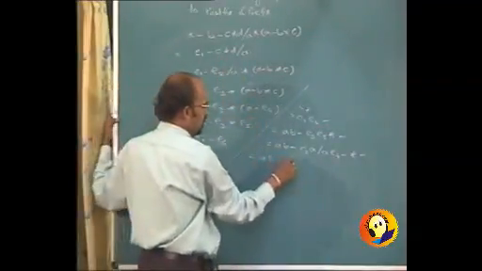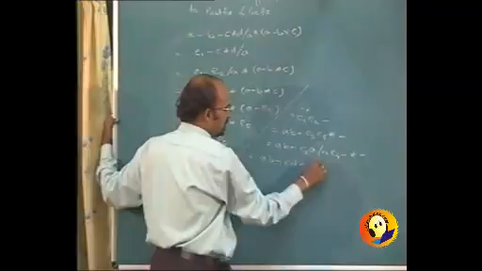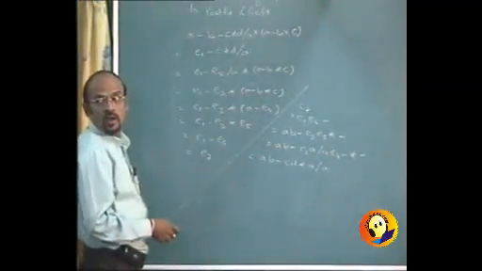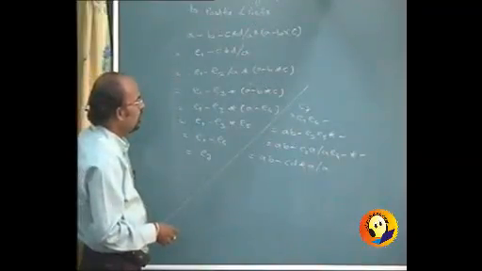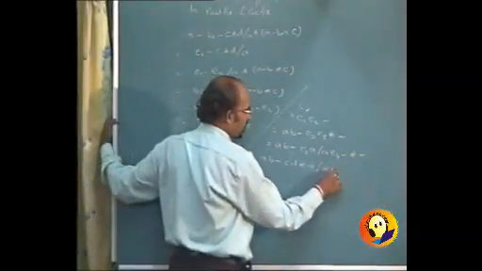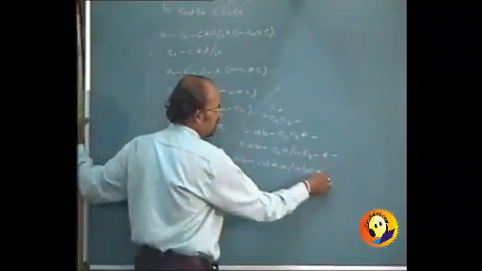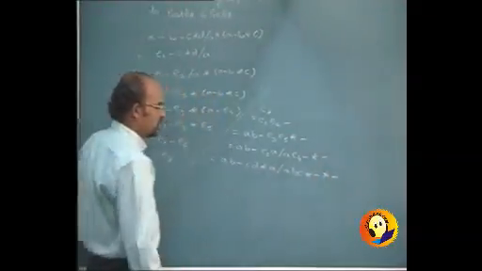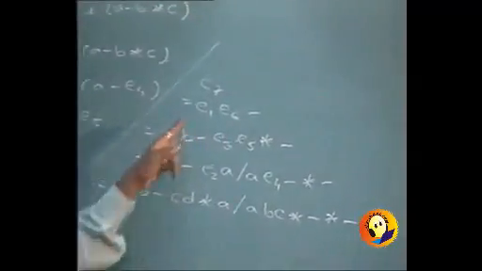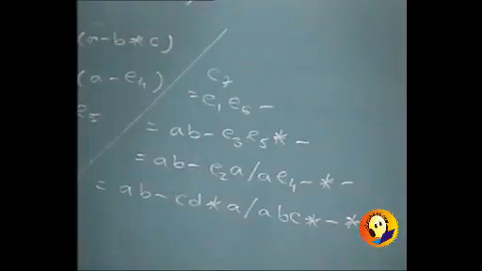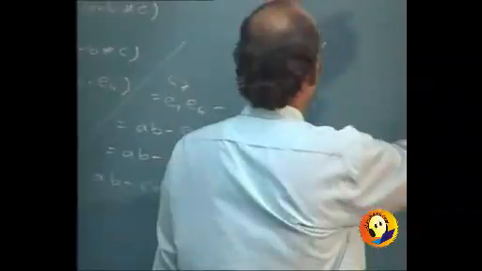Which will be equal to AB minus E2, where E2 is CD star, A slash, and E4 is BC star. That's it, and then minus star minus. That will be the postfix. And in prefix you will have to keep the operator before the two operands. Okay? Make a note.